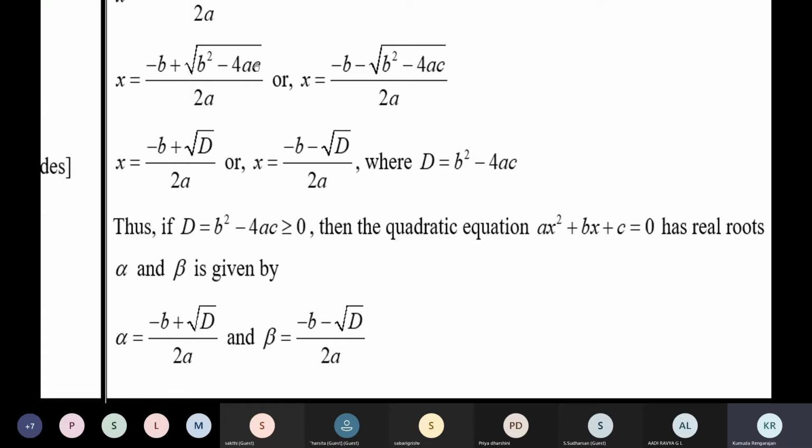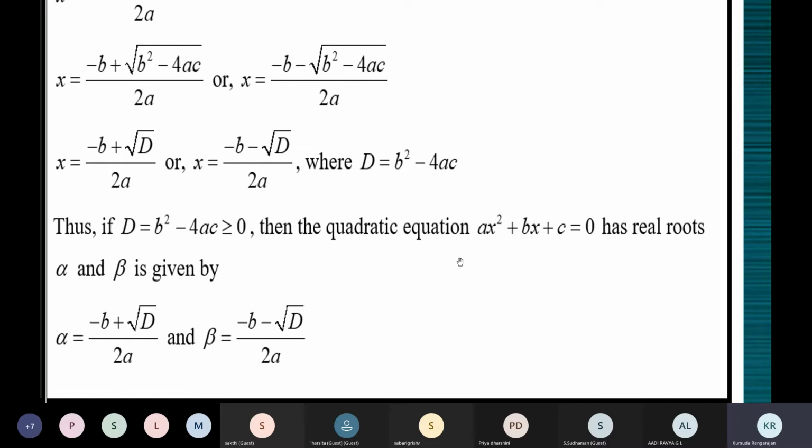So what if the value of b square minus 4ac is negative? Then it becomes imaginary. Root of that negative value is imaginary. That is what is explained here. If D, that is b square minus 4ac, is greater than or equal to 0, it can be equal to 0 or greater than 0, then the quadratic equation has real roots. Only then it has real roots.